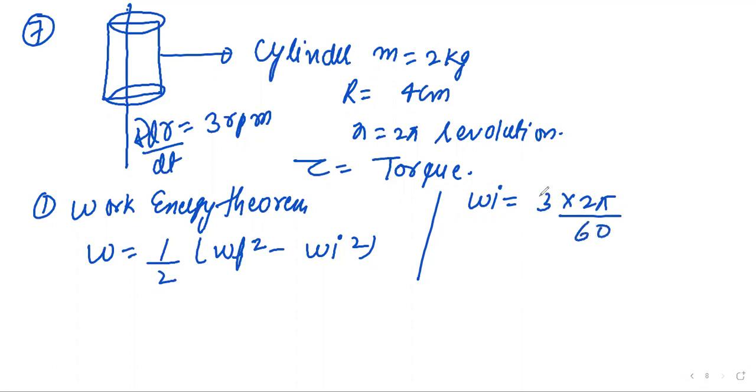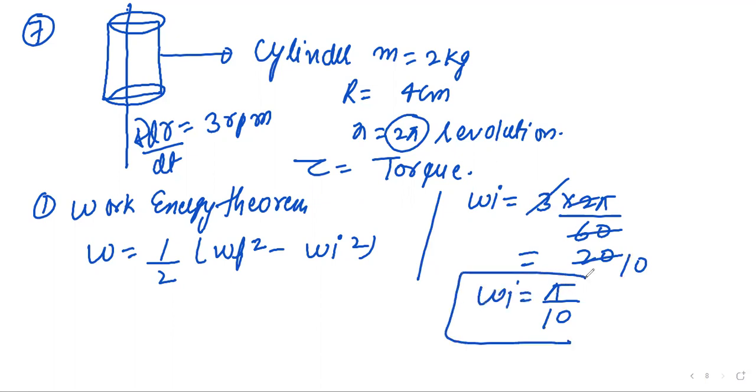So this is about angular frequency. We are converting 2π into radian. So it is coming out to be how much? This is cancelled with 2, this is cancelled by 10. So the answer is π by 10, right? This is ωi, the initial angular velocity.